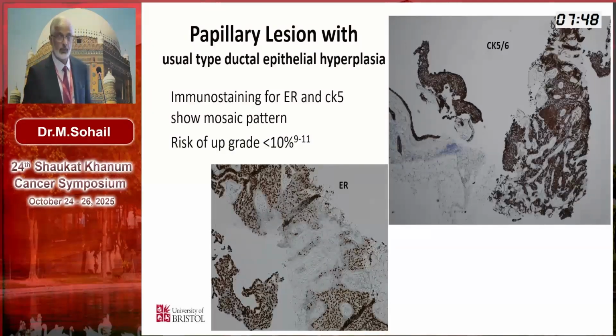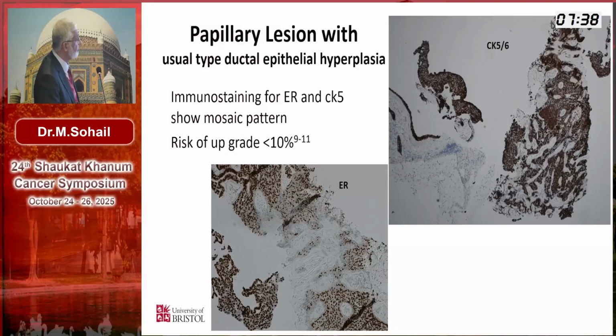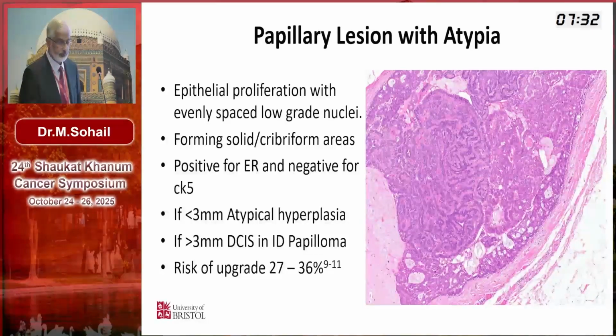But if you are worried in the initial stages, at the trainee stage, yeah, you should do some immuno, and then you will learn from your own experience. And then you will have more confidence. And you will see that there's a mosaic pattern for both CK5/6 and ER in those cases. So you don't need to worry about it. You can confidently call it B2.